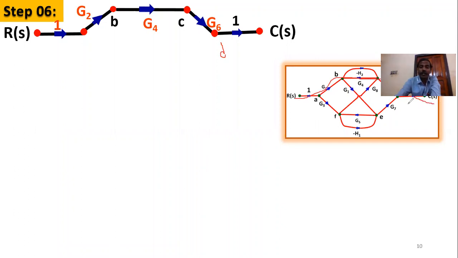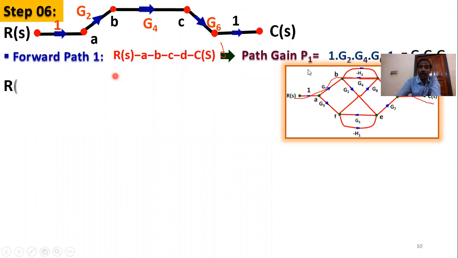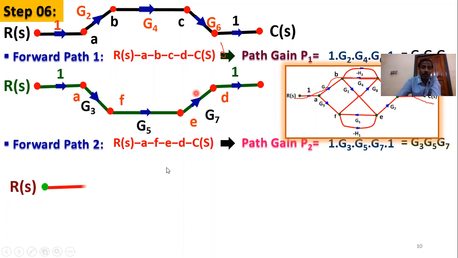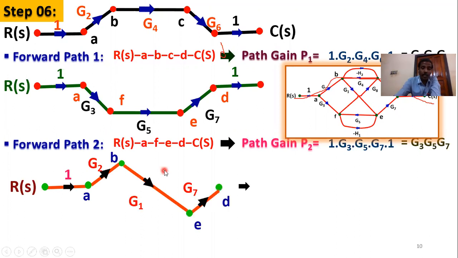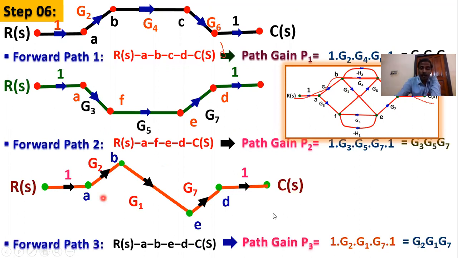Next, forward path 1 and path gain already discussed. This is the forward path 2: R(S) to A to B, F to E, E to D, D to C. This is the path gain and loop. And R(S) to A to B, B to E, E to D, D to C. And forward path 3 and the path gain G2, G1, G7.